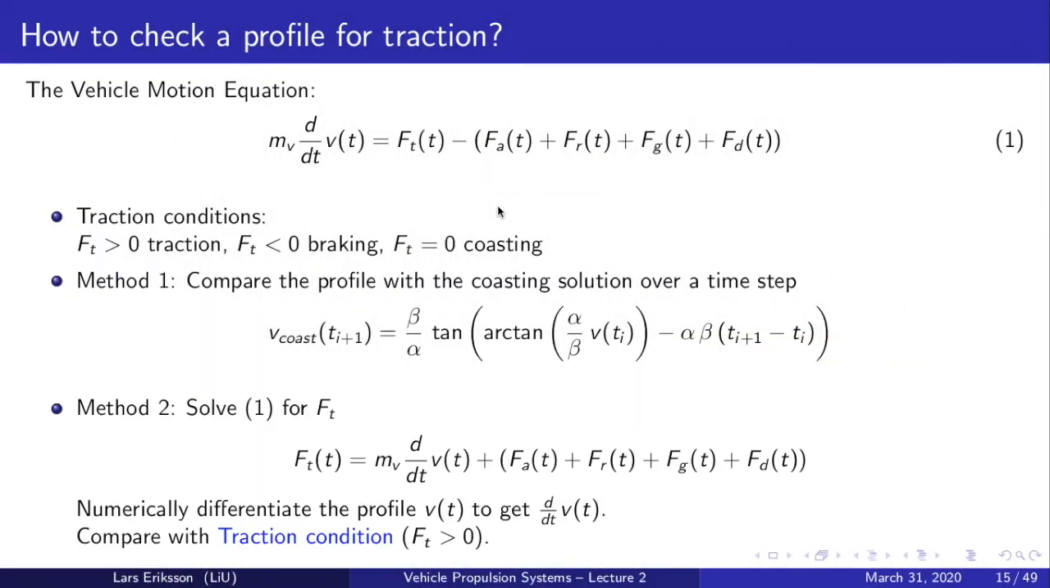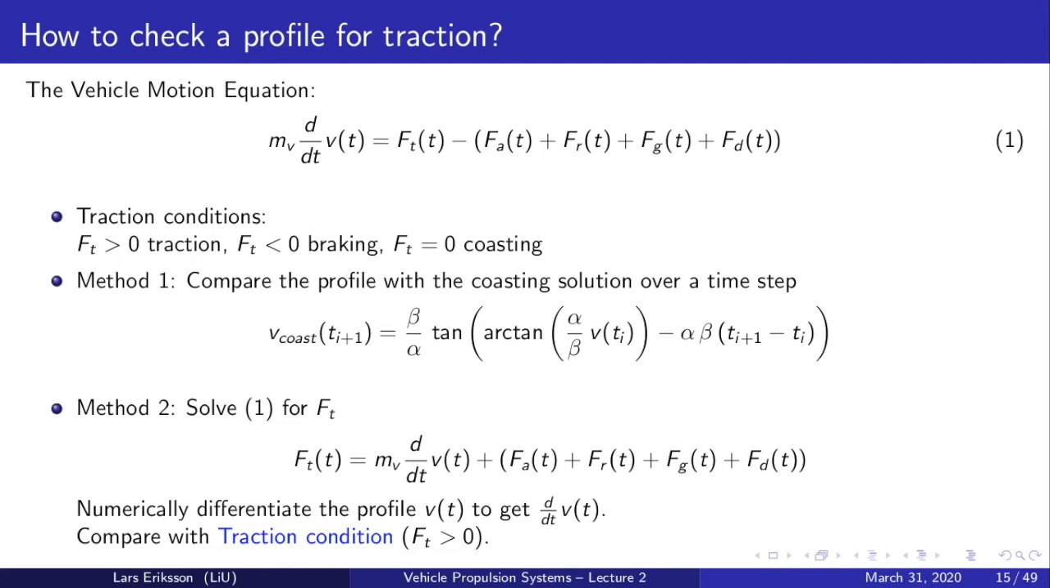The other method to determine whether or not we require traction is to directly use the vehicle motion equation and insert the profile. For example, for the velocity profile, we insert the derivative of the velocity profile, and here we have the air drag, we have the rolling resistance, we have the gravitational component. So we insert these components and evaluate this equation to see whether or not this F will be greater than 0 or not. So if it's greater than 0, then we need to have traction.